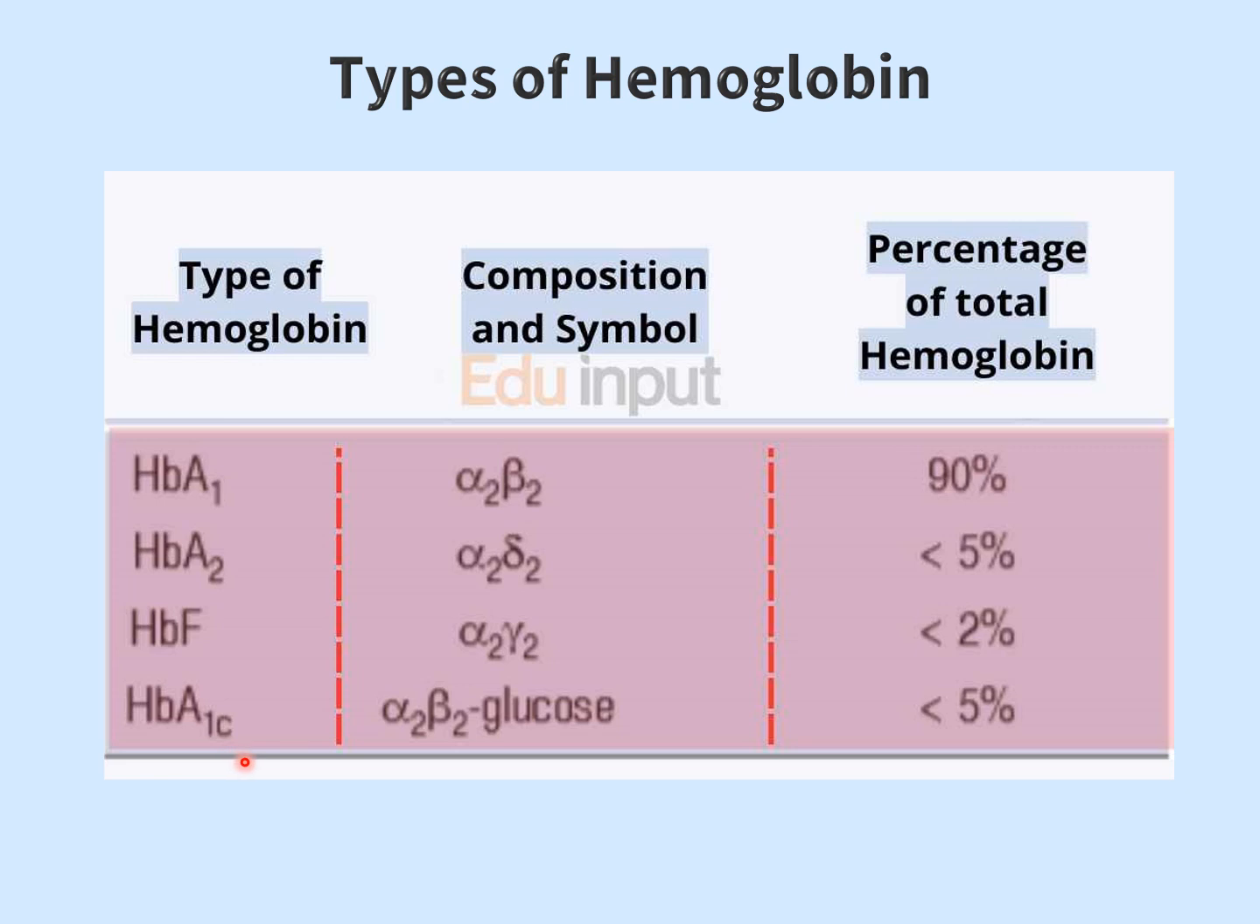What about hemoglobin A1C? This hemoglobin is called glycated hemoglobin. According to this slide, this is hemoglobin A1 plus carbohydrate, plus glucose. Glucose is attached to alpha 2 beta 2 non-enzymatically, and the concentration of this hemoglobin in blood depends on the concentration of glucose. If the concentration of glucose is higher, there is an increased concentration of this hemoglobin.